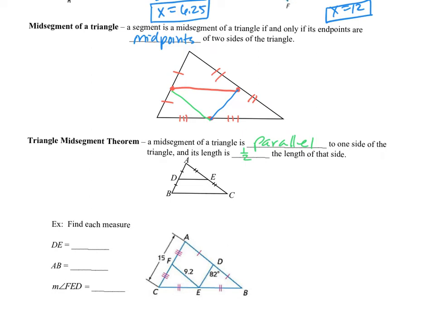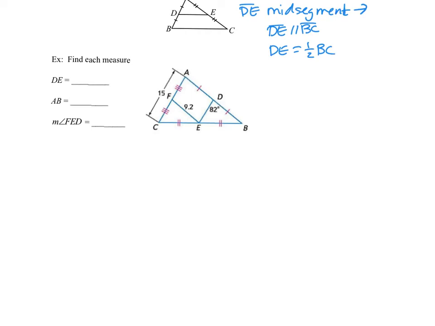So in terms of this diagram, if segment DE is a midsegment of triangle ABC, then that implies two things. Number one, DE is parallel to one side of the triangle, so DE would be parallel to BC, and the measure DE is equal to 1/2 the measure of BC. So let's use the triangle midsegment theorem to find these measures.